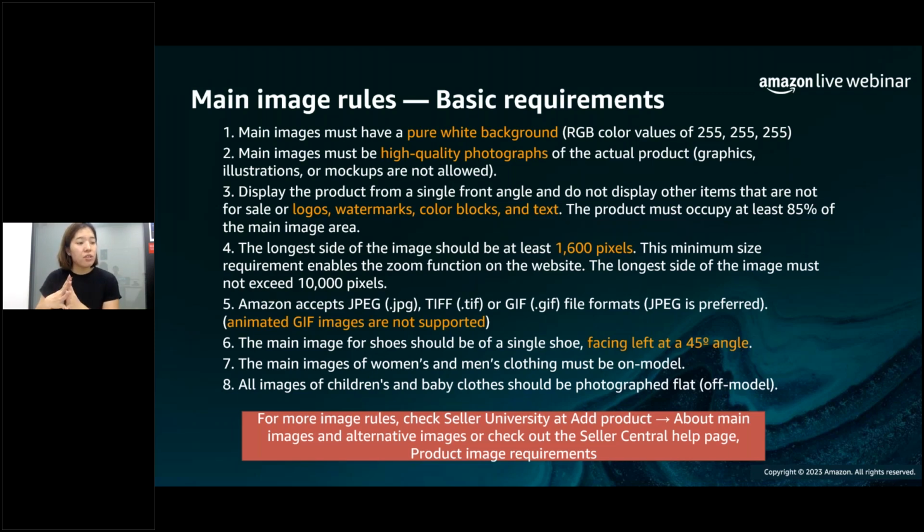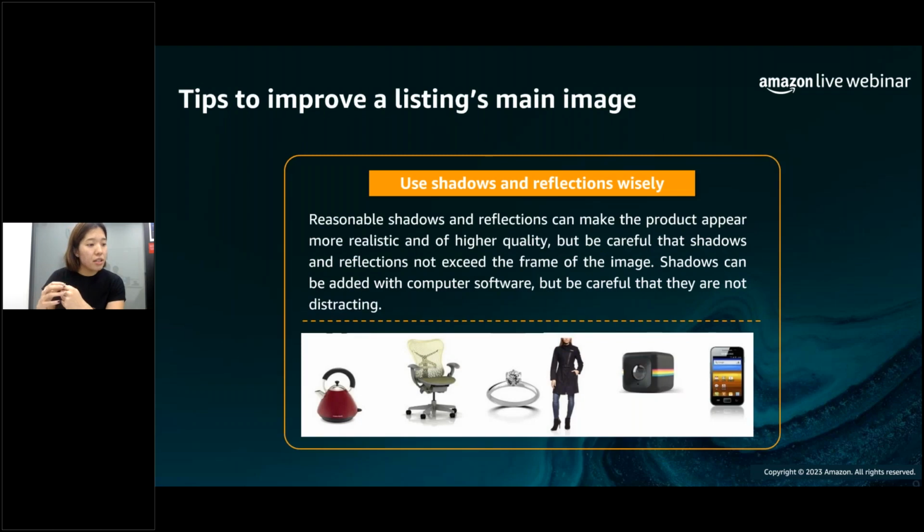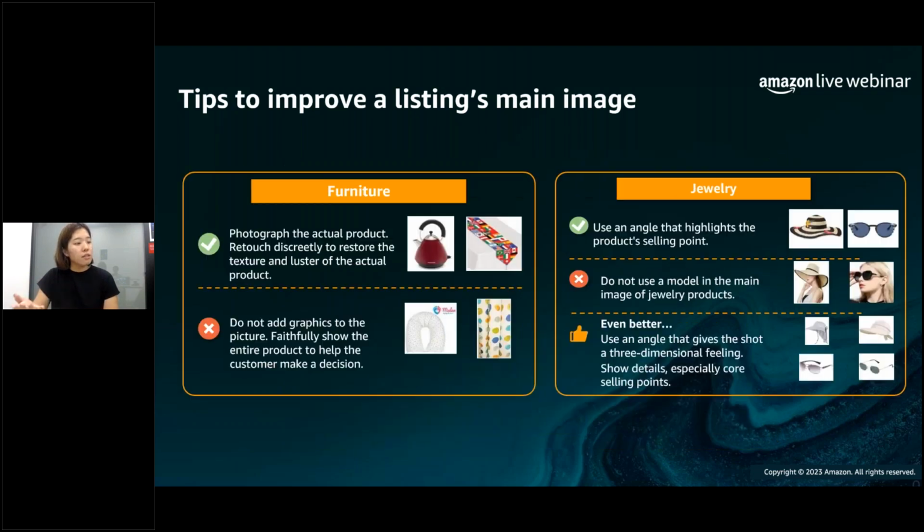Okay, so how do you improve a listing's main image? Sometimes you want to add some shadows and reflection so that it's realistic and relatable. Customers see it and say, hey, I can imagine myself using this as well. If you're selling furniture, you want to photograph the actual item to show how to use it or what the features are.